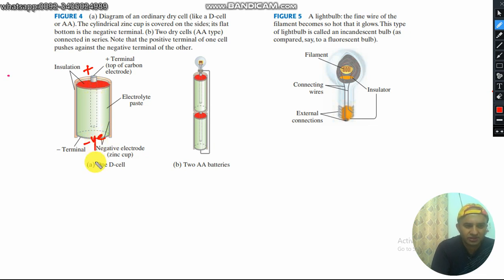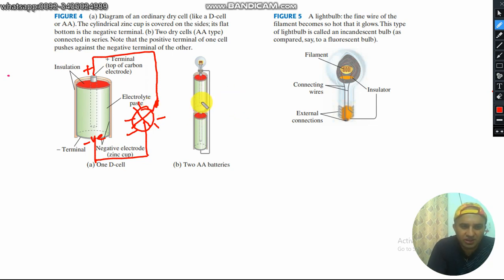If we connect any bulb in between, the bulb will glow when connected between these two terminals. Similarly, we can also connect cells in series: plus, then negative, then plus, then negative. We can connect these two cells in series and run anything, like two AA batteries.